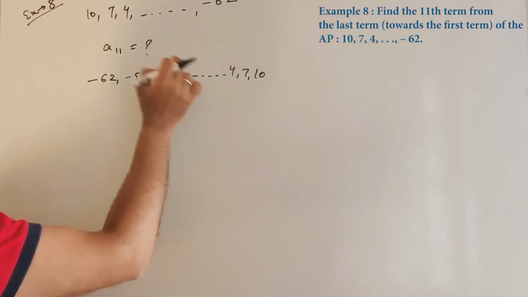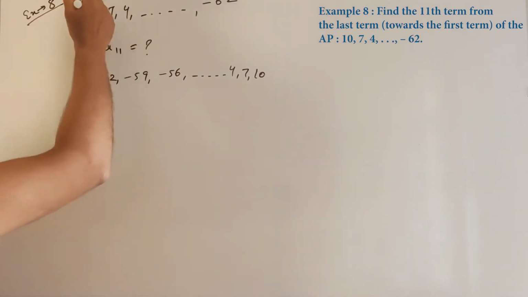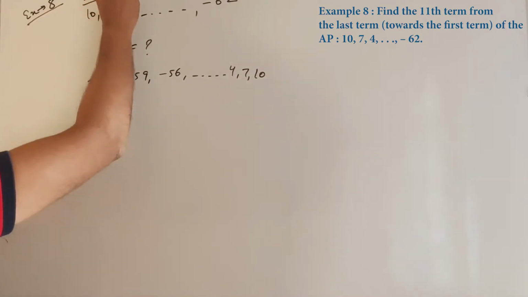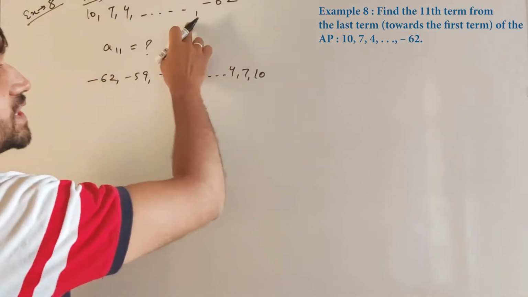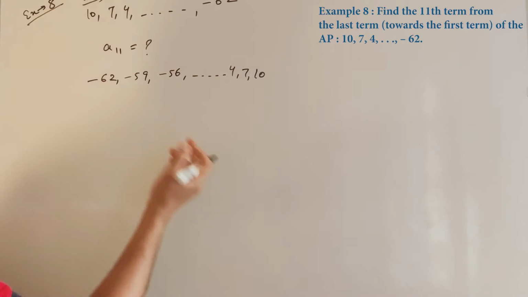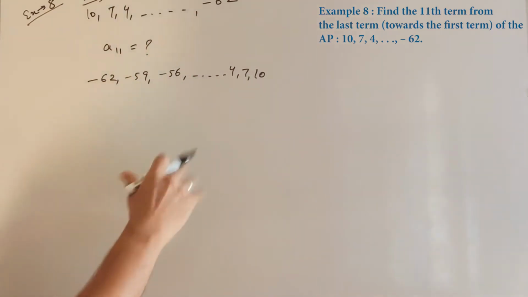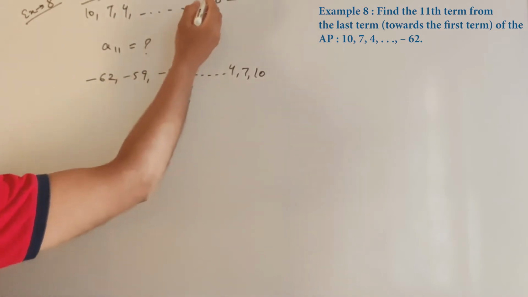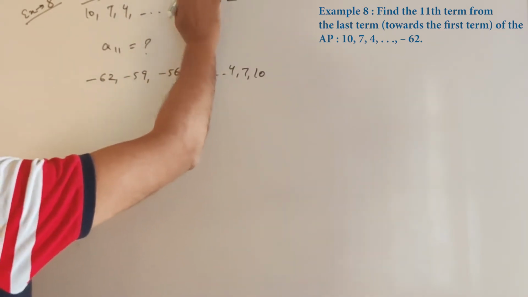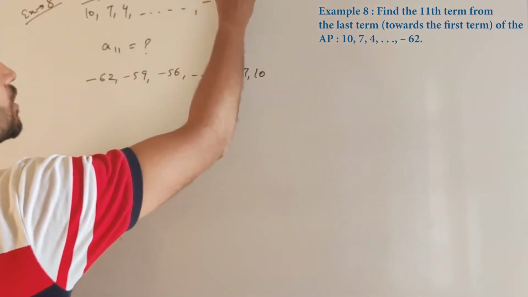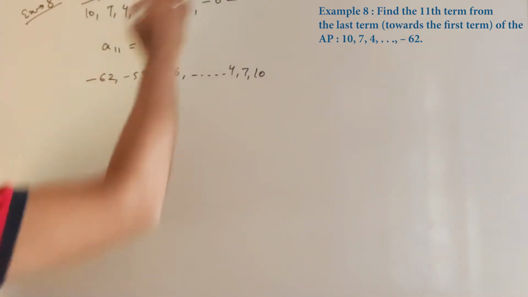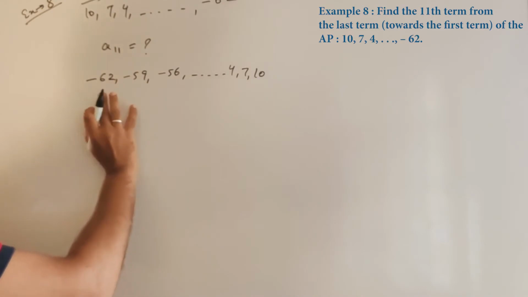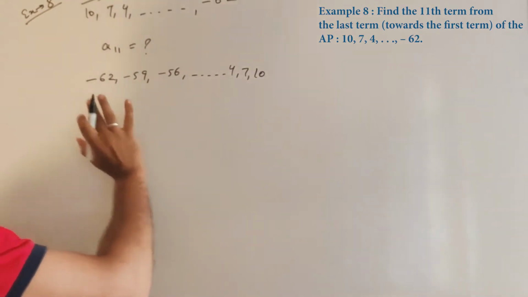And what has changed here, whatever was the common difference in this direction, the common difference was 7 minus 10, minus 3. But if you're changing the direction, of course the common difference value will become opposite. So instead of D as minus 3, in this direction the D value becomes 3. Instead of minus 3, it becomes 3. So taking 3 as the common difference, I write down the AP. So this is our AP now.